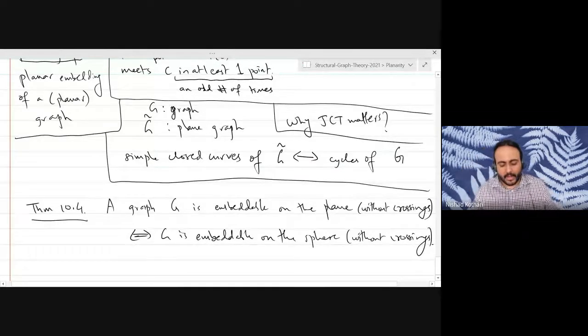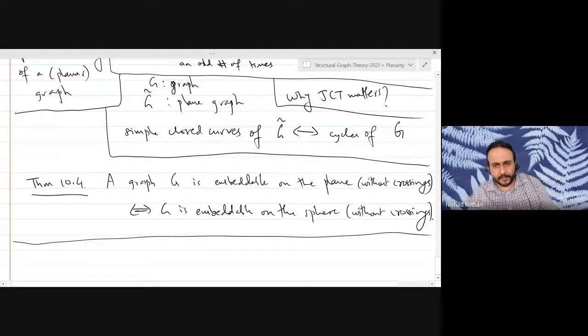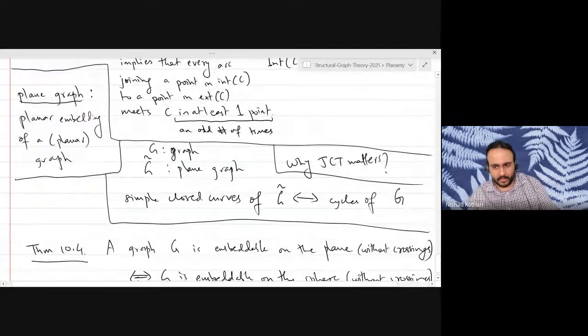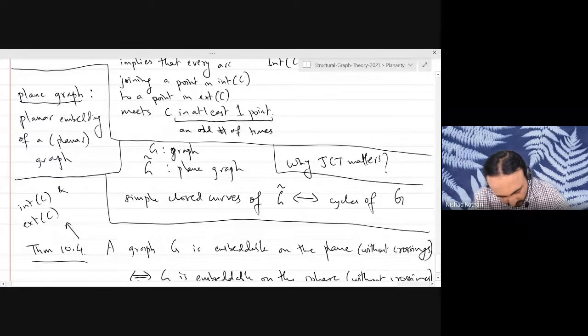Right? And if you think about it this way, then you can see that there is no real difference between the interior and the exterior. Whatever you draw in the interior can be flipped into the exterior and vice versa. Okay? So this implies that in reality, the interior of a curve and exterior of a curve are the same.